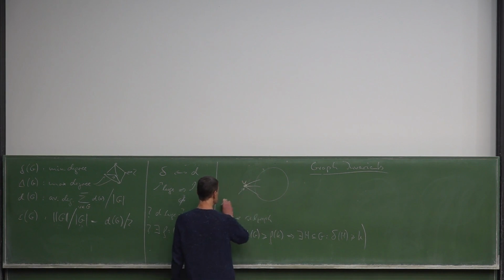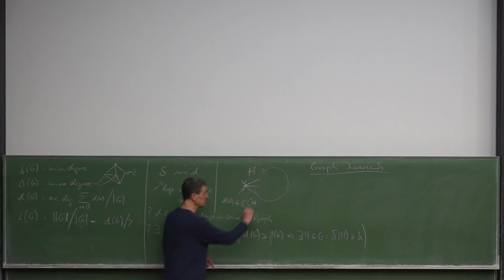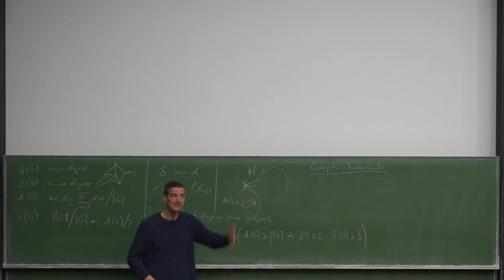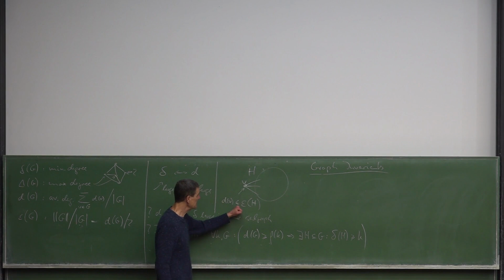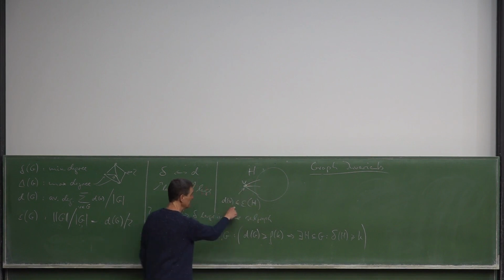So if this vertex v has degree at most epsilon of H, let's call this graph H, it'll be G at the start, but then it'll be a subgraph as we go along. If the degree of this vertex is at most the number of edges per vertex, then this is not going to go down, because we're only losing this many edges, and one vertex.